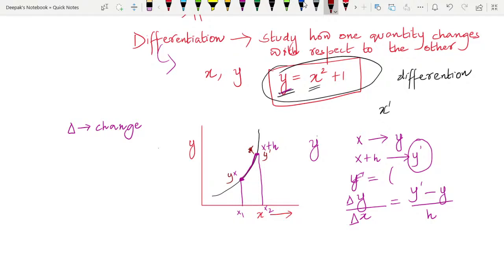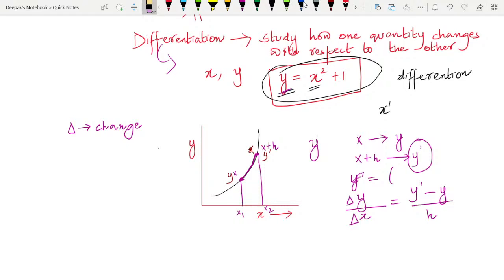You can even write this as x plus h minus x. You will get h only in the end, so that's why. Okay, I have not written anything there. So this way you can find out how your y is changing with respect to x.